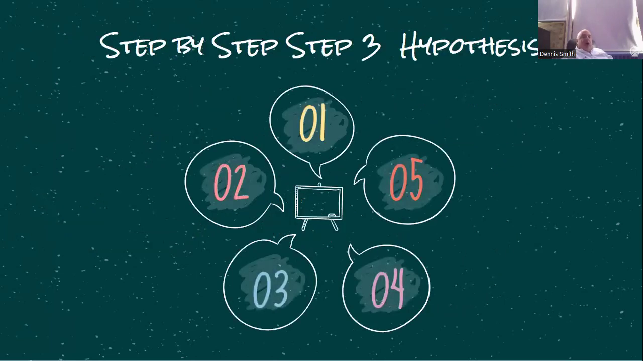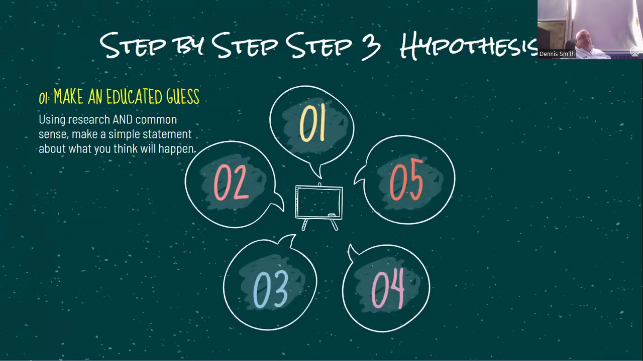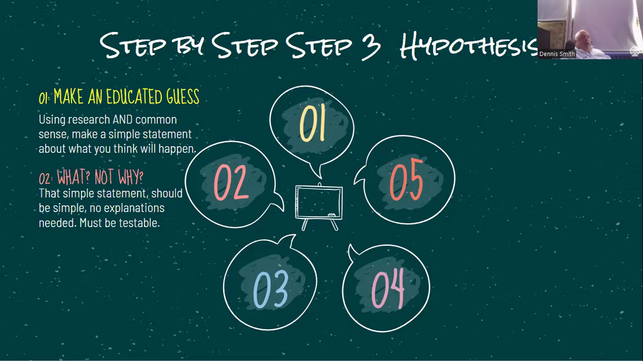All right. So your hypothesis. Step 1, make an educated guess. Using your research, common sense, and any knowledge you have of something, make a simple statement about what you think is going to happen. And make it a what statement, not why. You're not explaining here. Your hypothesis is what's going to happen.